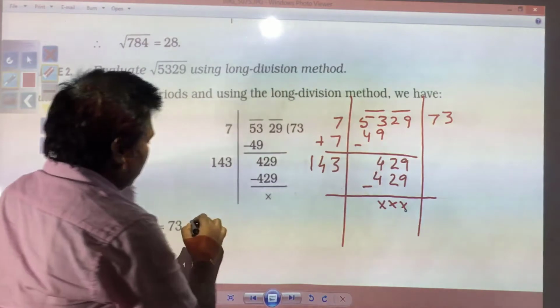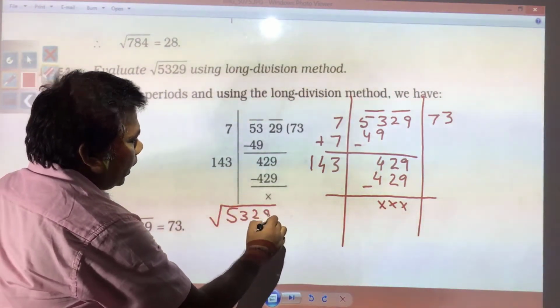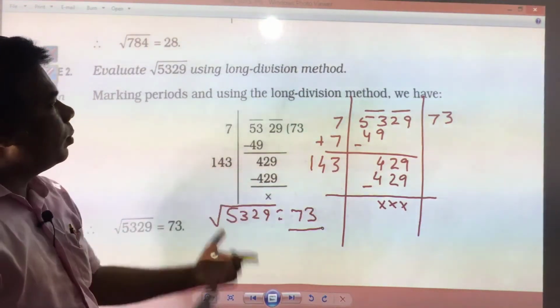So, your square root of 5329 is equal to 73. In this way, this is required to be solved.